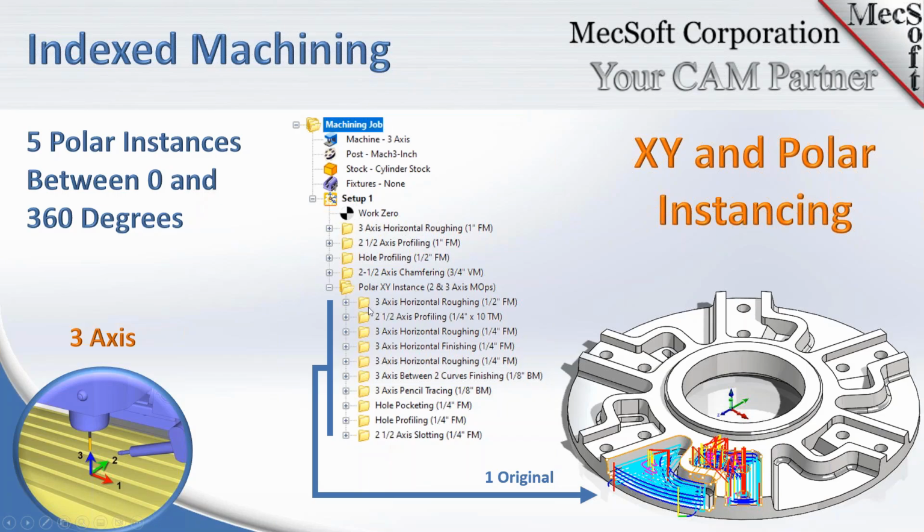So all of these operations here shown in the machining job are for one instance. The operations that are above it apply to the entire part. So those aren't being instanced. So I have a roughing and some profiling, etc. to machine the inner features and stuff, and then the outer perimeter. But everything that defines one set of features is programmed, and then we define a polar XY instance.